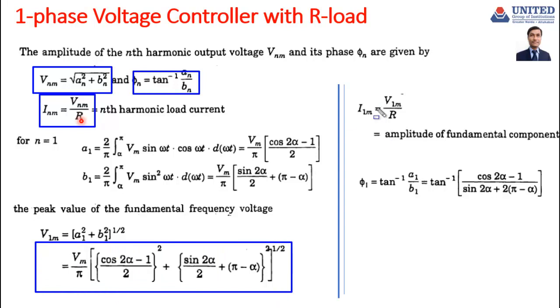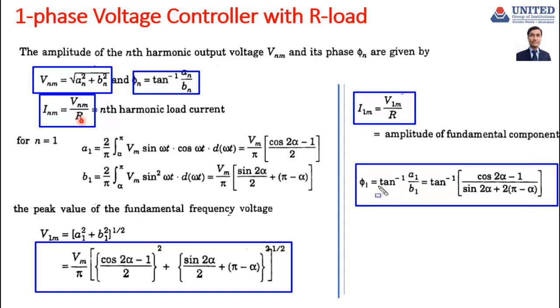Similarly, I1m, the fundamental peak value of current, can be found by dividing V1m by R. Similarly, the fundamental component of phase can be found. φ1 is equal to tan inverse A1 upon B1, which is equal to tan inverse of (cos 2α − 1) divided by (sin 2α + 2(π − α)).